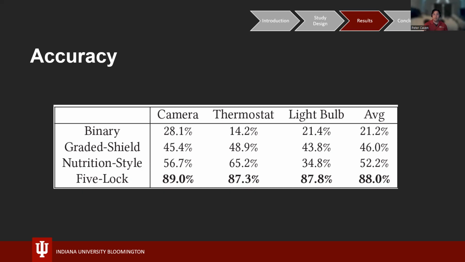When we look at the qualitative results, we can tease out the reason for this, and we'll discuss that later on in this presentation as well. The binary label didn't really do better than random chance, with an average accuracy across all products of about 20%.